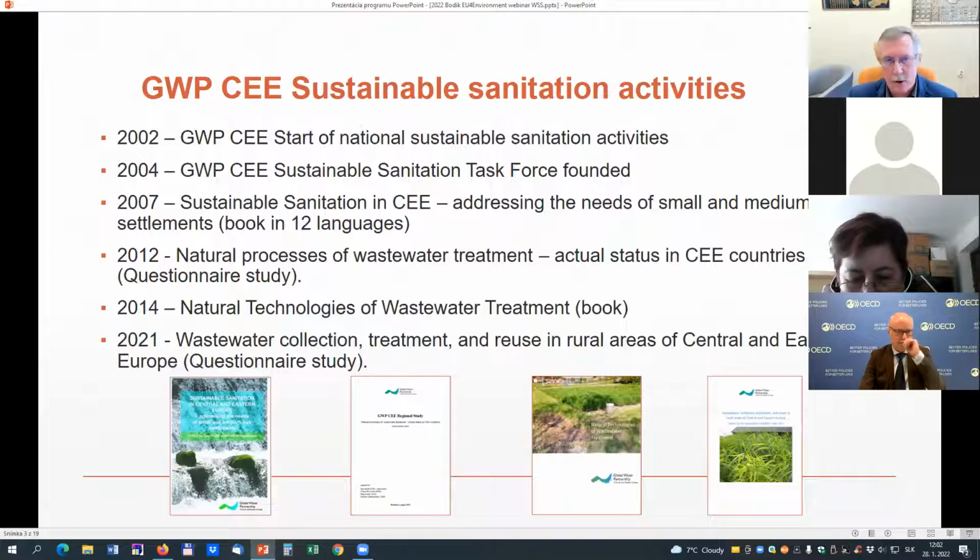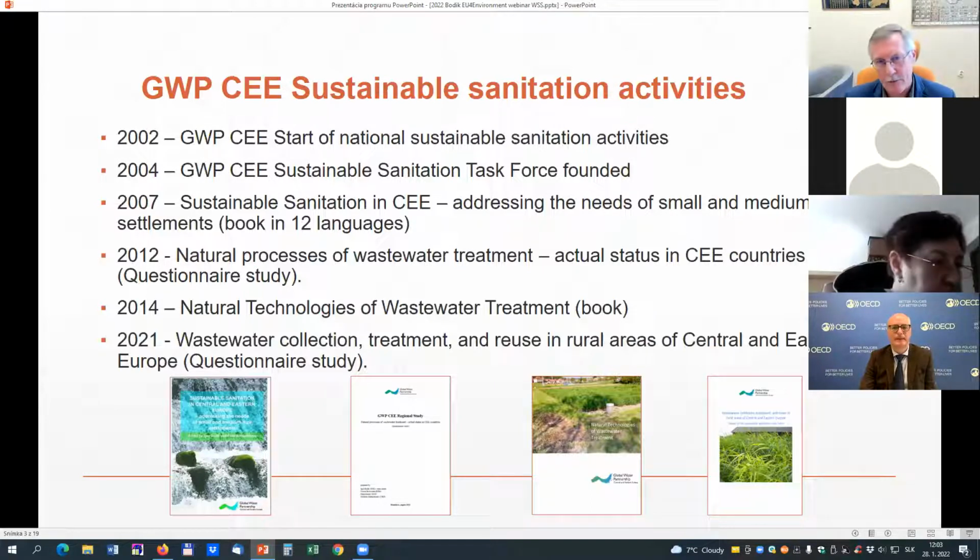As a result of our activities, we have papers and books about statistical data from our countries, about technologies used in our countries, and a guidebook for technologies of wastewater treatment plants. And recently, a few weeks ago, a questionnaire study from our countries was finalized, where many data about wastewater collection, treatment, reuse, and so on were published. All these books and studies can be downloaded from the GWP website, and it is free to download.